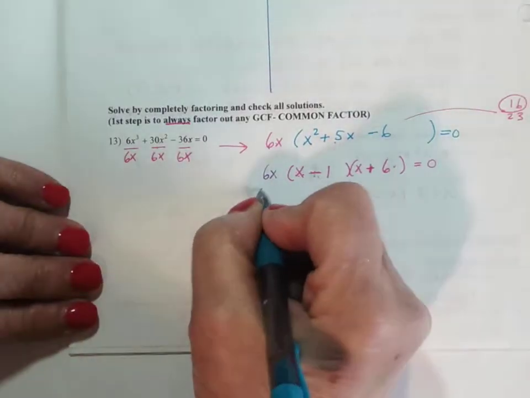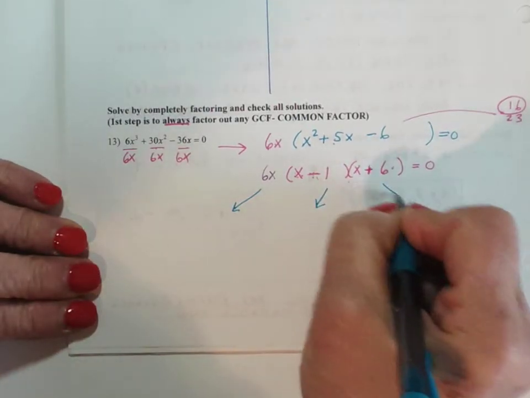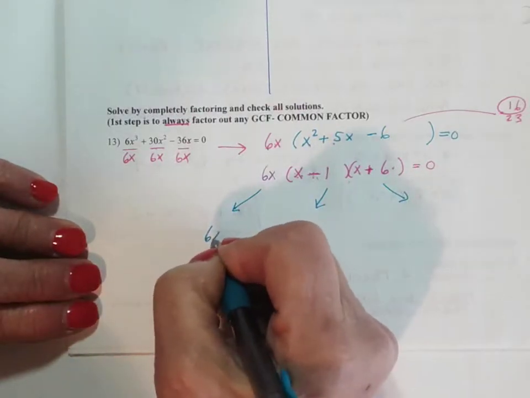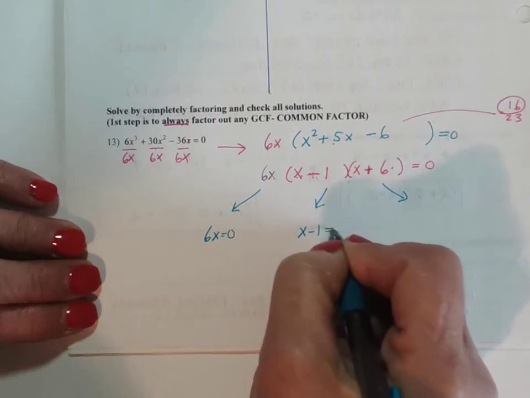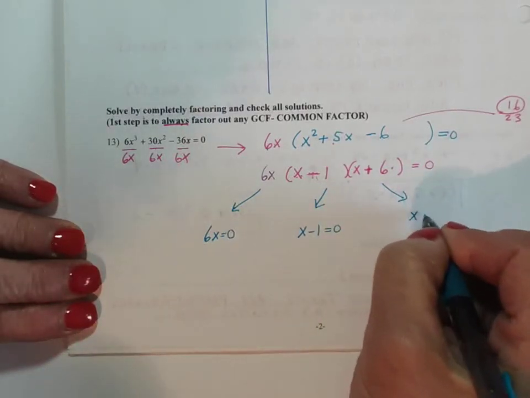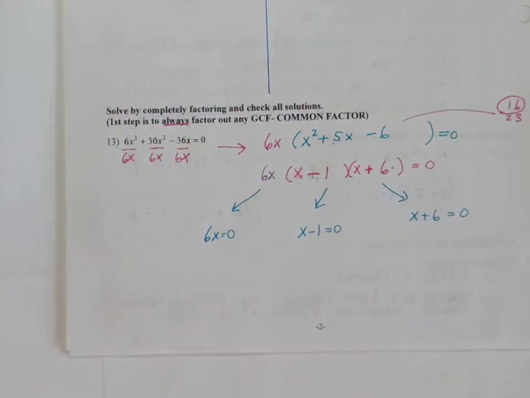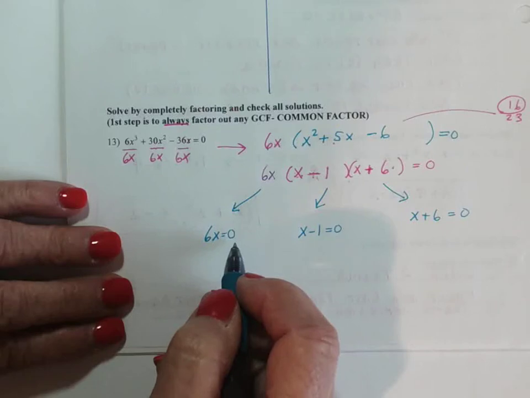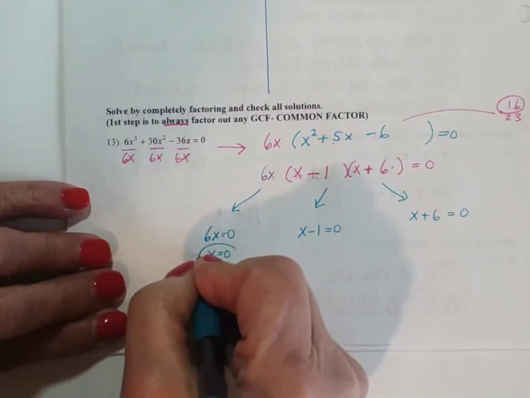So now I take each factor and I set them equal to 0. So I'm going to get 6x equals 0. X minus 1 equals 0. X plus 6 equals 0. So for this first one, I can divide by 6 mentally, and I get x equals 0.